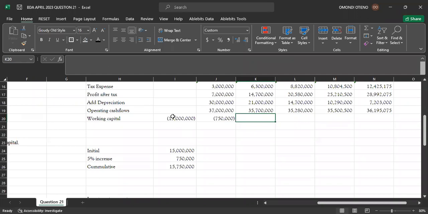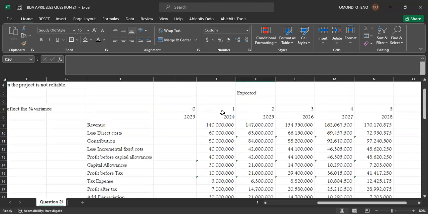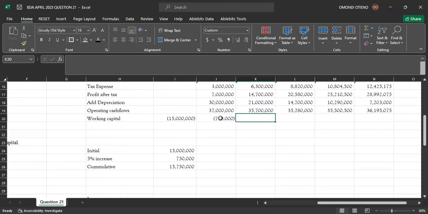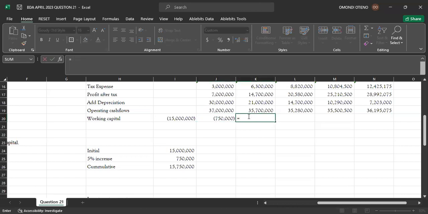So the initial outlay here, this one here, we are increasing it by 5%. So the new value of our working capital, that's just at 2024. Now going forward, it will be 5% of this cash flow or working capital in 2024.